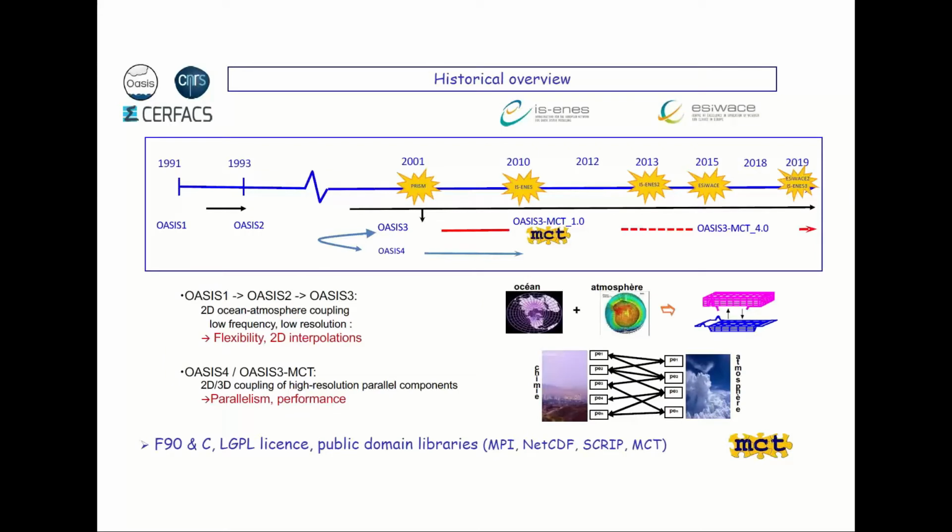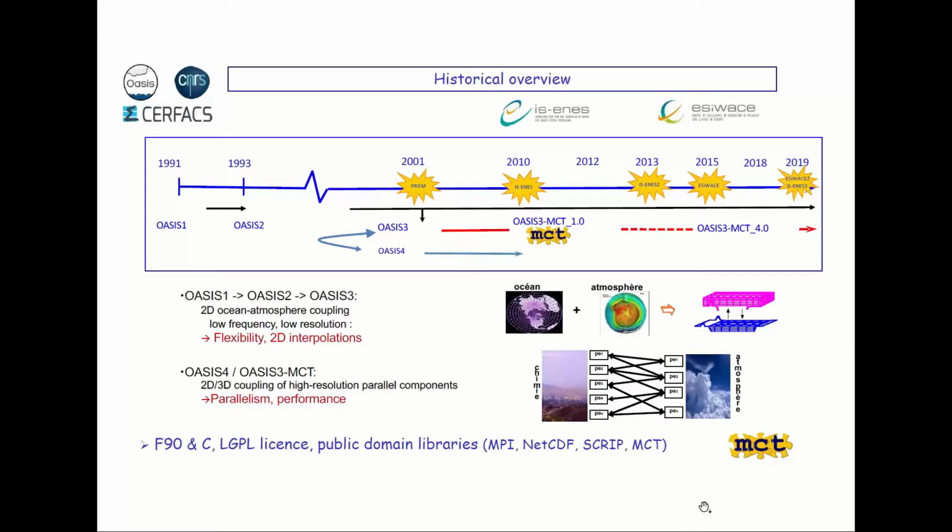So OASIS started in 1991, as you probably know, and we had the series of OASIS 1, OASIS 2, OASIS 3, which was a sequential coupler. And then when the PRISM project started, we started thinking about parallelism in the coupler. We started developing OASIS 4, which was used for a few couplings. But at one point, we decided not to go on with the development of OASIS 4.